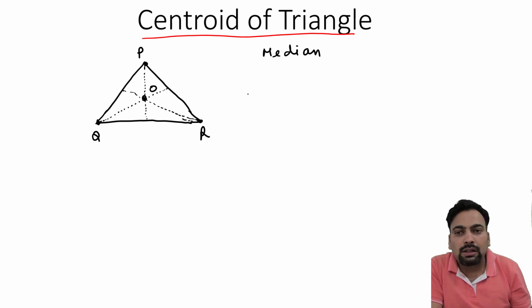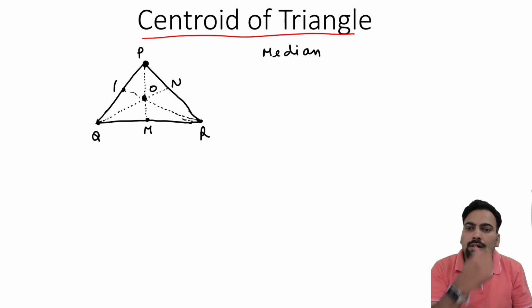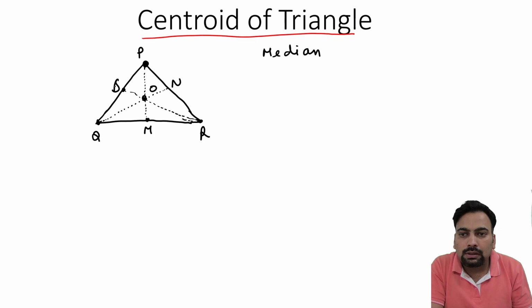Medians means, from the point P, if we draw a median, let's name its foot M. R and Q are already taken, so the others we consider S and N. So PM is the median.